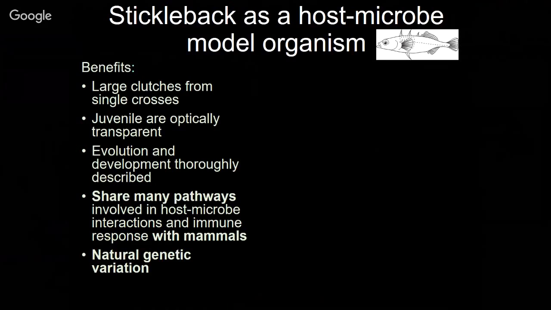But there are other reasons, and I'll get to that a little bit more in just a minute, but there are other reasons for using stickleback. We get large clutches from single crosses. So for example, if you take one female fish and cross it with one male fish, that female fish can lay up to 200 eggs, sometimes even more. So then we have this huge clutch of eggs from a single fish, and each of those eggs will be siblings of each other. So this allows for these really big experiments where we have lots of numbers of samples.